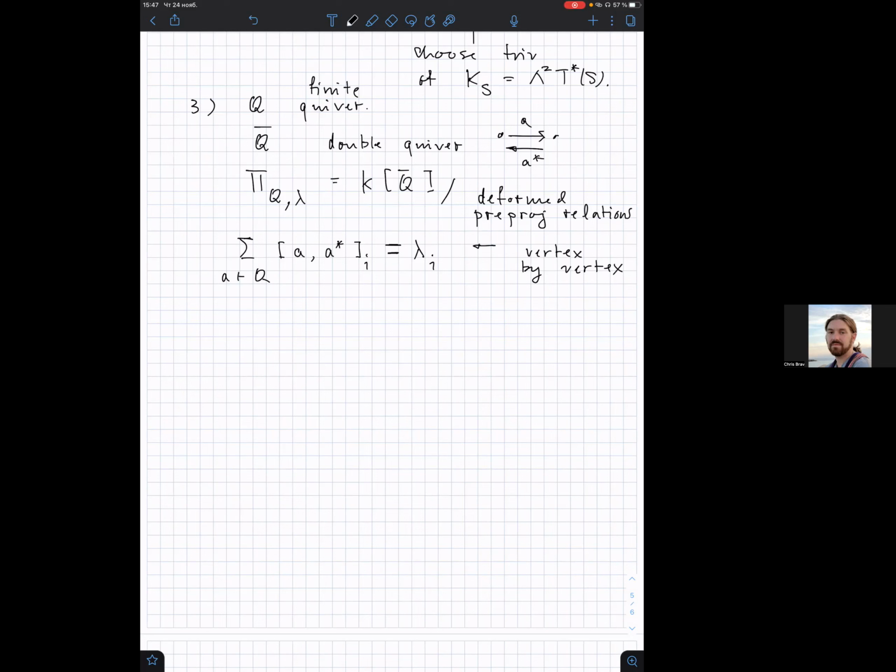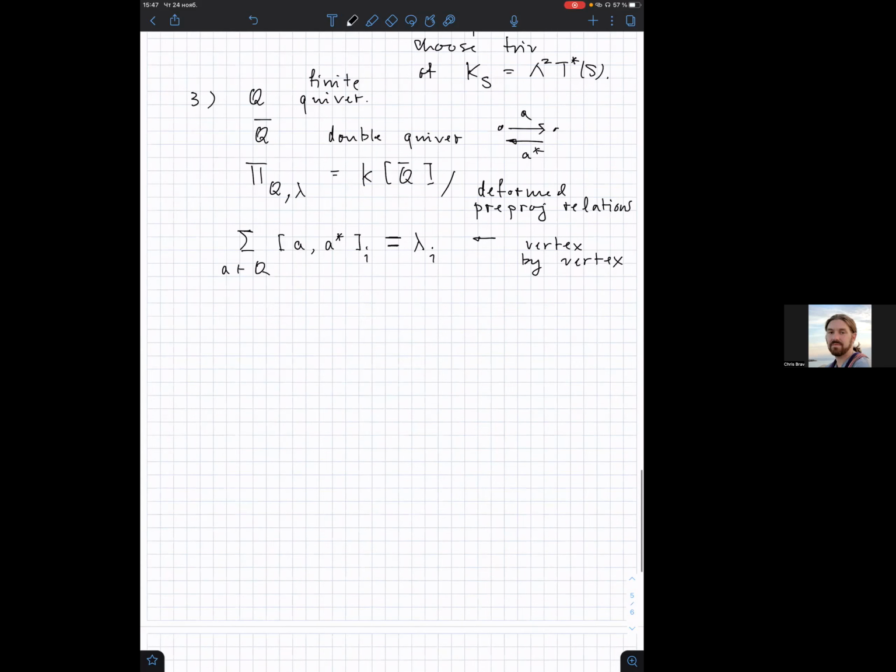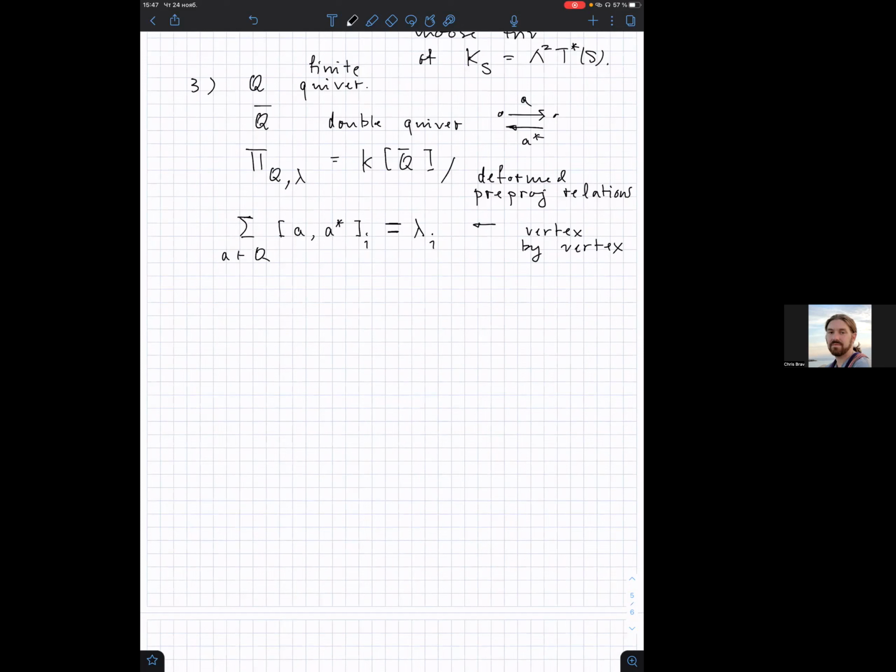In general, depending on the quiver, you might want a derived version of this, which is a little more general because these equations are not transverse. But roughly it's like this. And then, so claim.